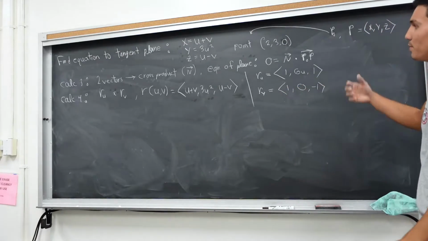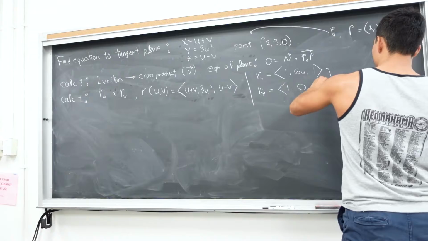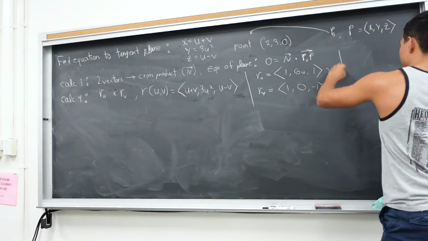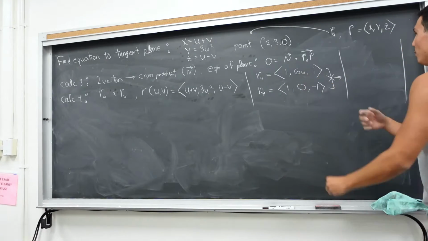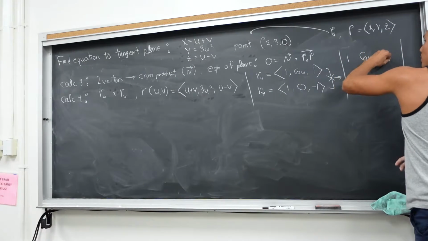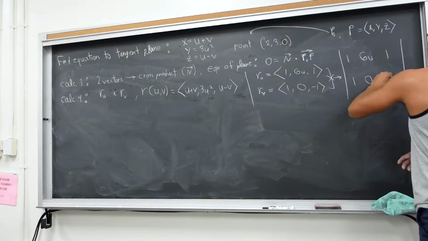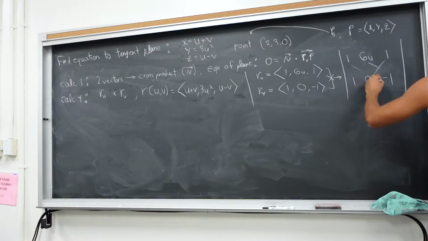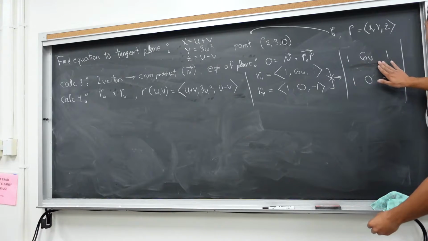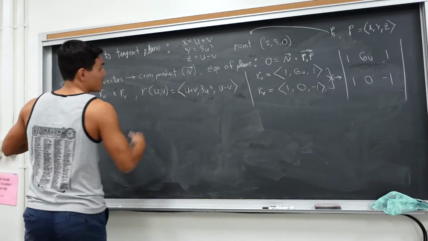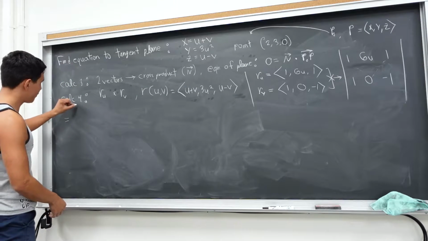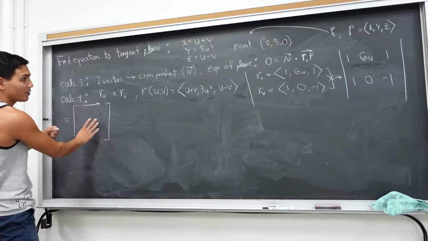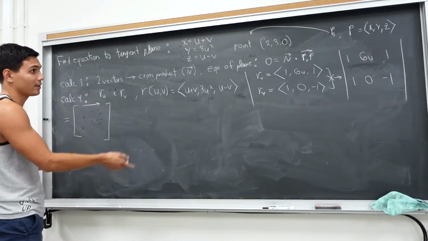So we want to take this cross product. We want to take the cross product of 1, 6u, 1 and 1, 0, negative 1. If you remember how the cross product works, I'm going to do it over here because I don't have enough space over there. So I'm going to write it as one big column vector. This is not a matrix, this is a column vector.